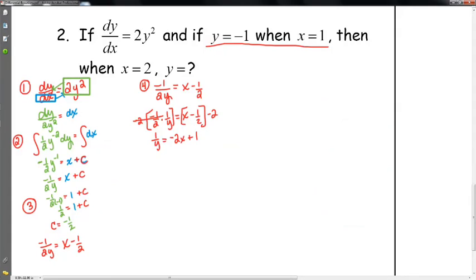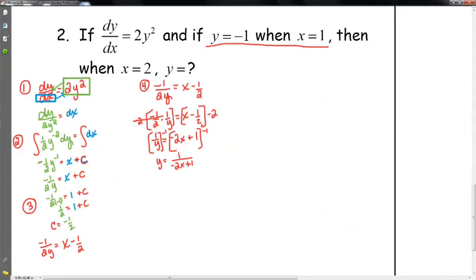And so now that I have a 1 over y, I want to use the reciprocal. So I'm going to take the reciprocal of 1 over y. That means I need to take the reciprocal of negative 2x plus 1 as well. So I'm left with y is equal to 1 over negative 2x plus 1.